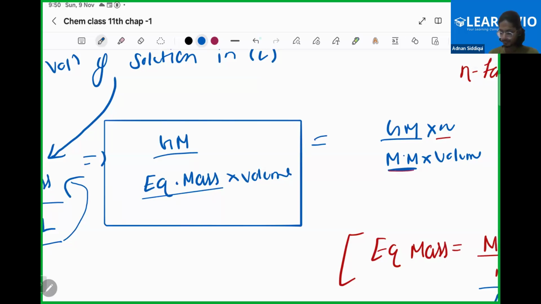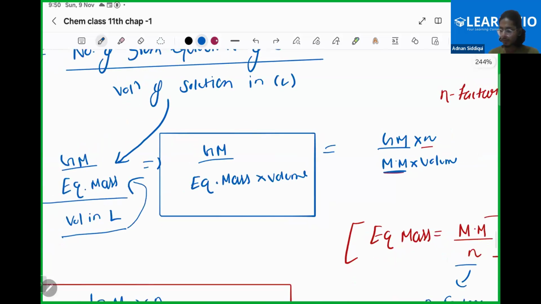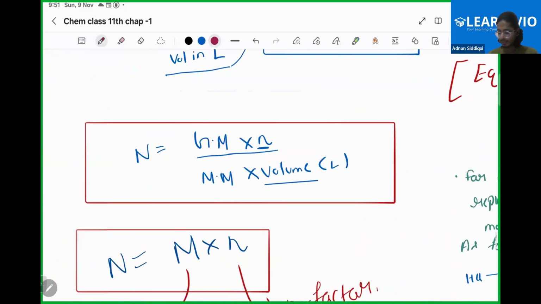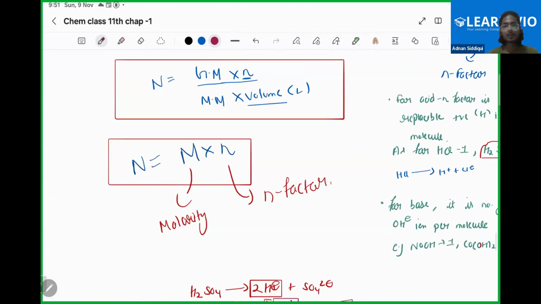Now, if you see this carefully, what is this thing? Given mass upon molar mass is the number of moles, divided by volume. Which concentration term is this? Molarity, is it not? Now, can I write it like this: molarity into n. So normality is what? Normality is just your molarity multiplied by this n factor. So ultimately what we need to understand is what is this n factor.